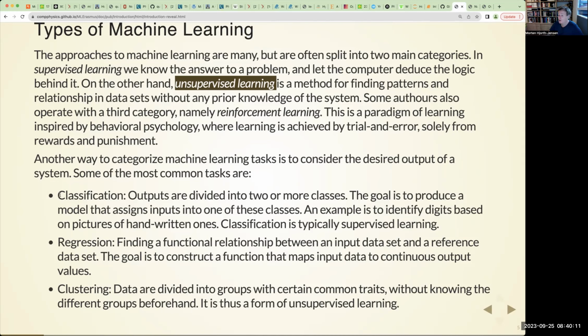One is a classification type. That could be true, false, yes, no, or you could have more classes. One of the famous examples, which you will find in every textbook on machine learning, is classifying handwritten numbers. Then you would have 10 classes, numbers from 0 to 9, to identify digits based on pictures of handwritten ones. So classification is typically a supervised learning case.